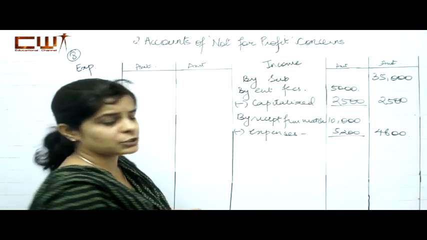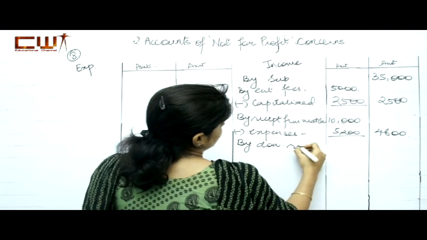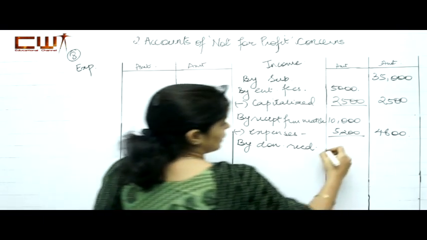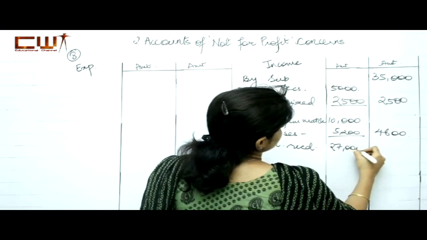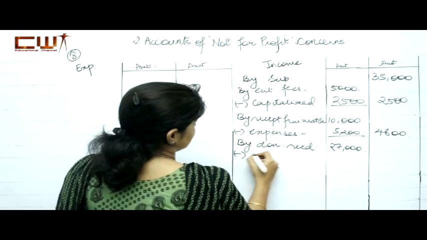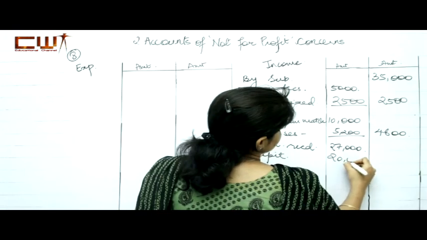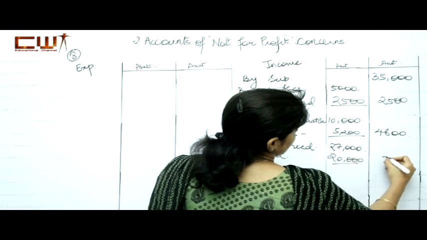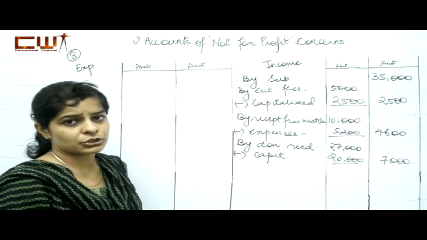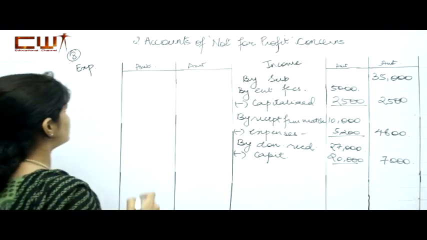Next is donation received. What is the amount of donation received? 27,000, right? And they say that 20,000 is capitalized. So 20,000 is capitalized, that will go in the balance sheet. The rest, 7,000, will be taken for the calculation of surplus or deficit. So 7,000 has come here. We come on to the expenditure side.